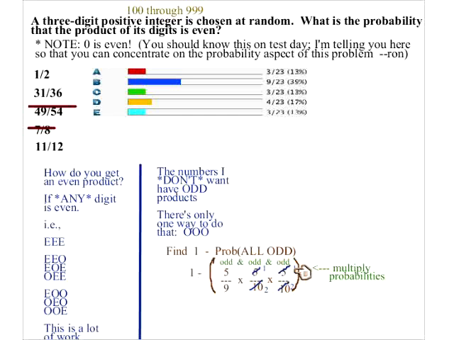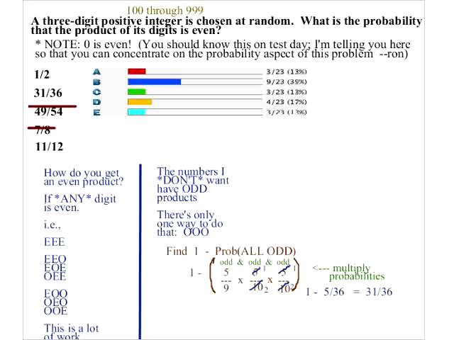Okay, good. All right, so that's 1 minus 5 out of, once you reduce those fractions down, you get 1 minus 5 out of 36. So that's 31 out of 36.